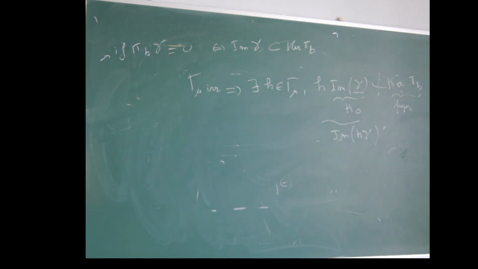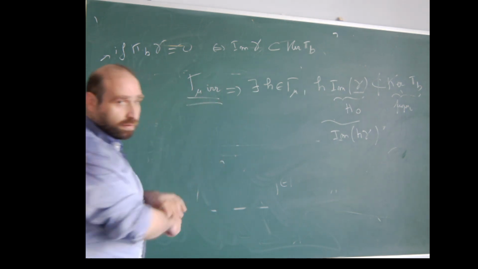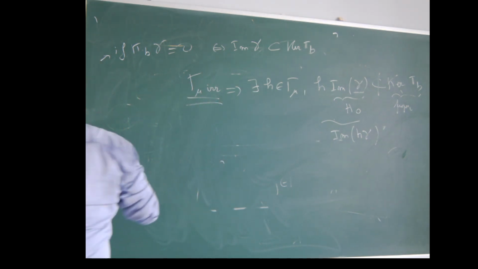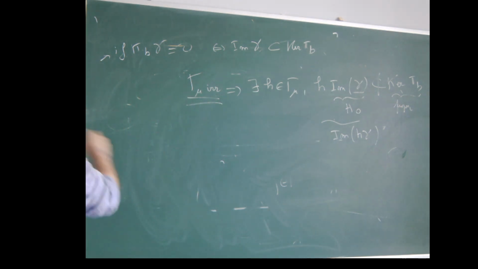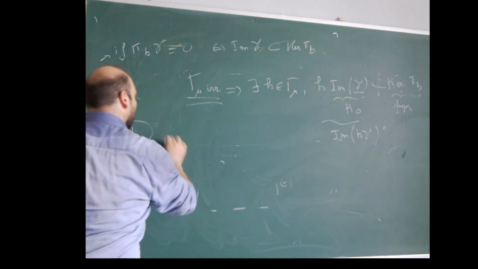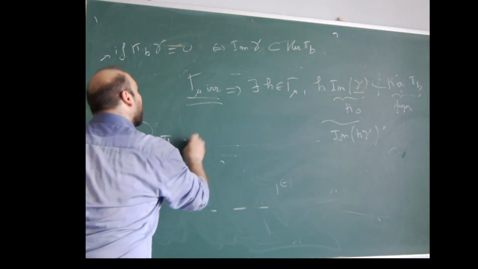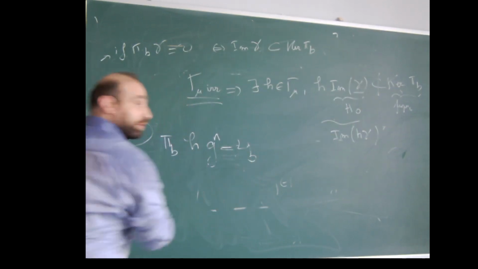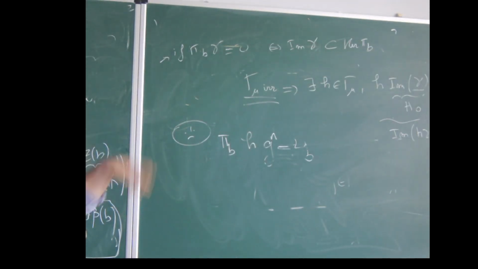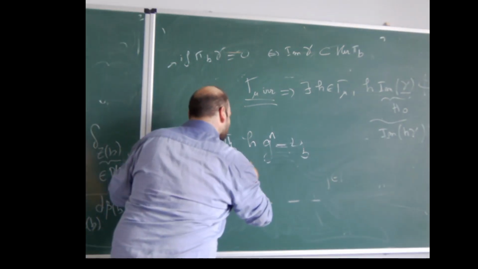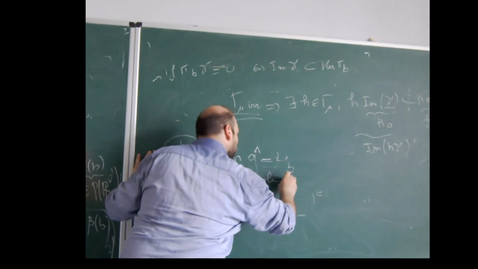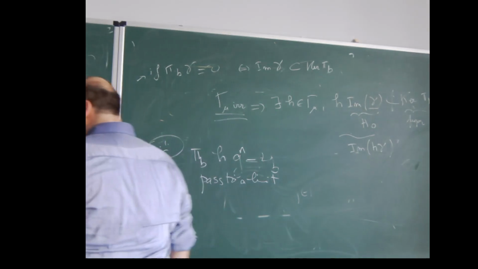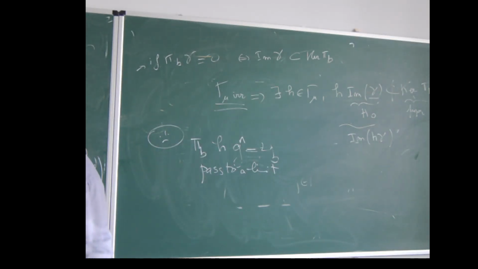Gamma has rank 1, it's a rank 1 projection. So this is by irreducibility. What I do is I go back to the strong thing, to the bad phase. I do P_b h g to the power n equal to nu_b, because it was true for any element in the group. Now pass to the limit and do the same argument.